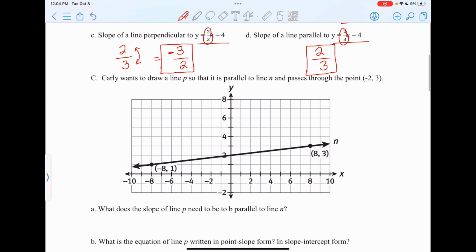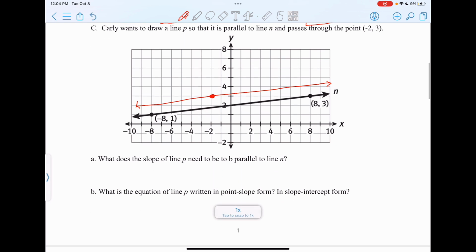In part C, it says Carly wants to draw a line P so that it is parallel to line N and passes through the point negative 2, 3. So if I plot negative 2, 3, Carly wants a line that is parallel to the one drawn and goes through that point. Well, I know that parallel lines have the same slope. So let's find the slope of line N because that will also be the slope of line P.